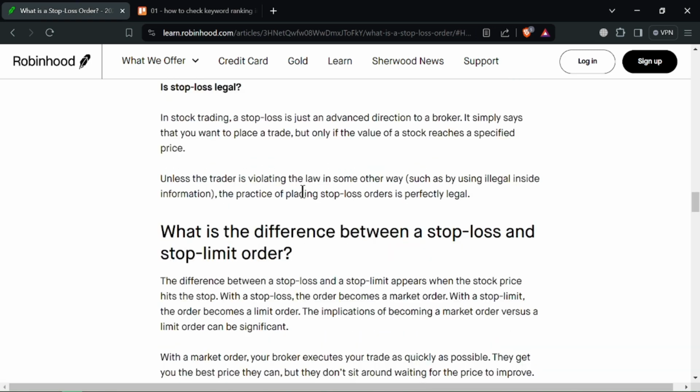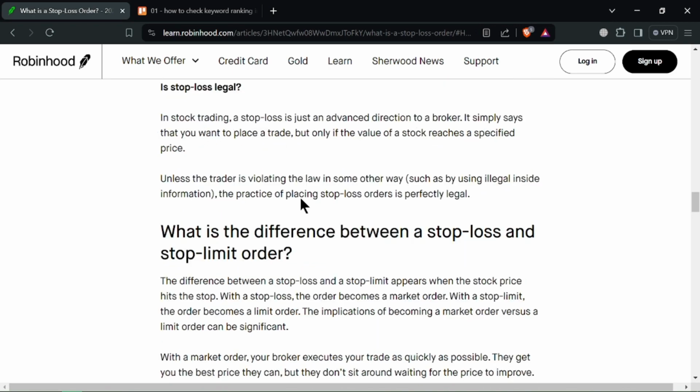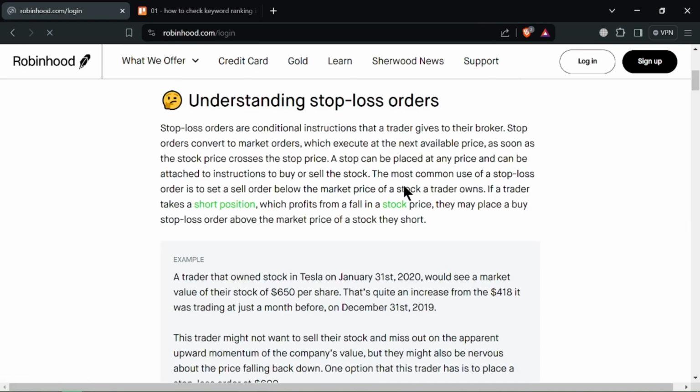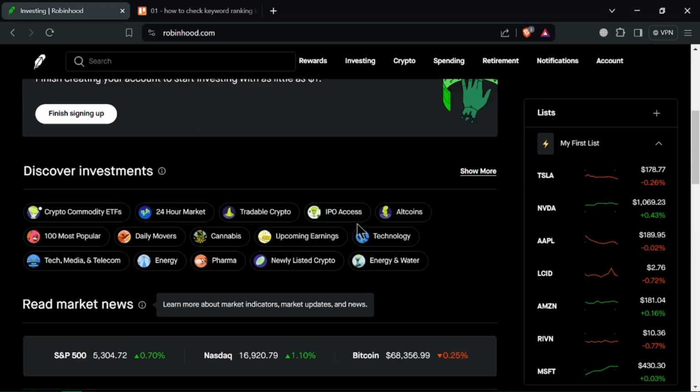Now, if the stock price falls and reaches your stop price, the order will be triggered and your shares will be automatically sold at the limit price, or better if market conditions allow. That's it. Stop loss orders can help you manage risk in your Robinhood trades. Remember, they don't guarantee a specific sell price.